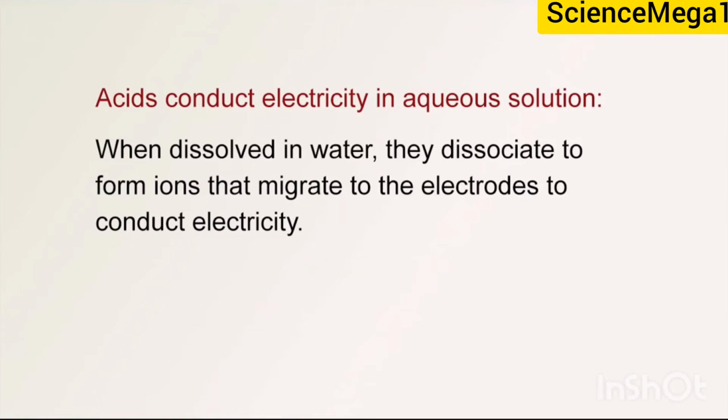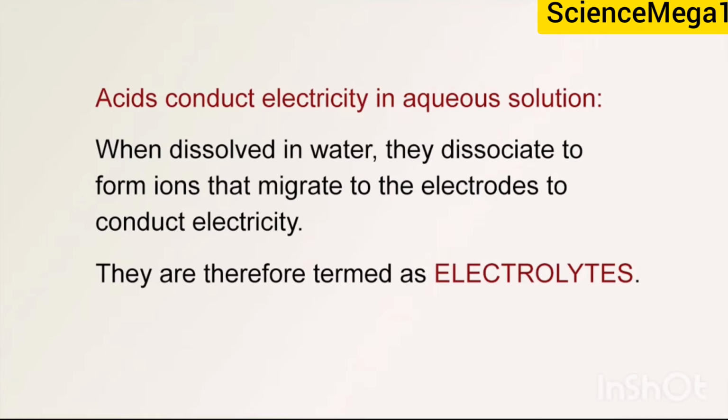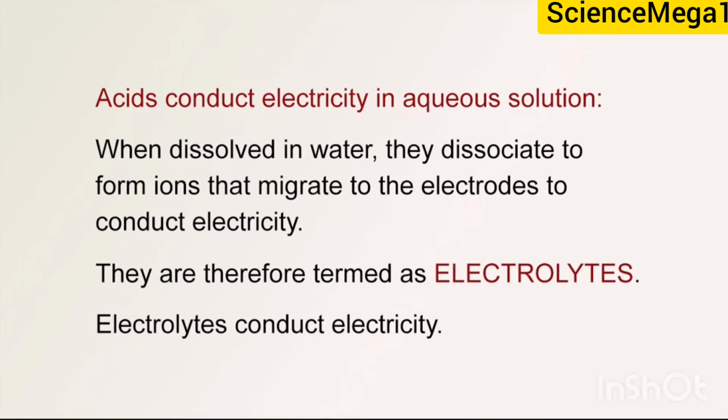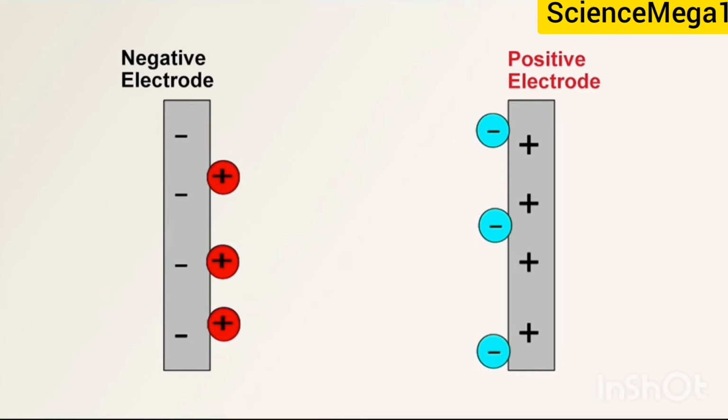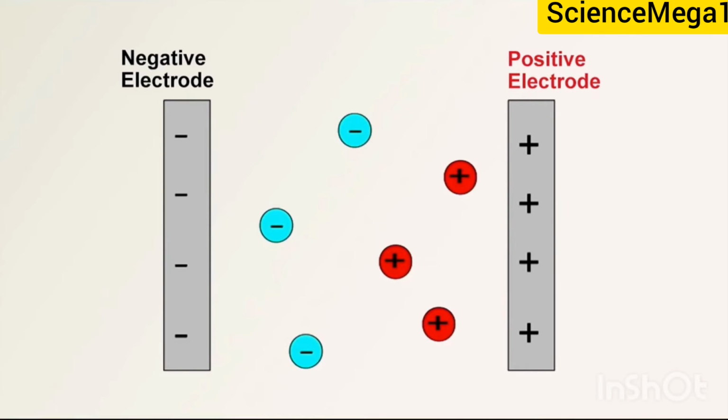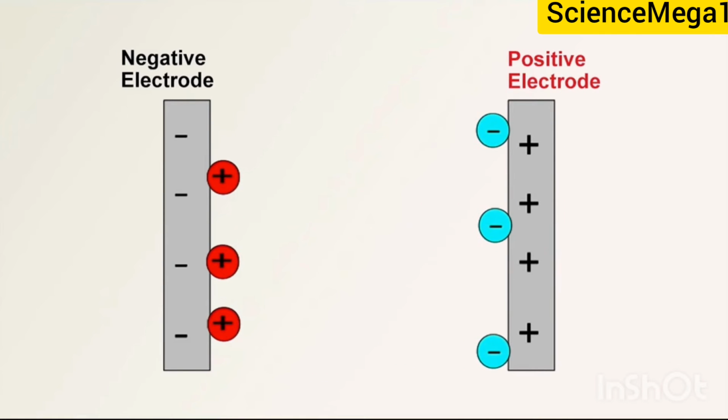Acids conduct electricity in aqueous solution. When dissolved in water, they dissociate to form ions that migrate to the electrodes to conduct electricity. They are therefore termed as electrolytes. Electrolytes conduct electricity. The illustration on your screen depicts the movement of the respective ions to the electrodes.